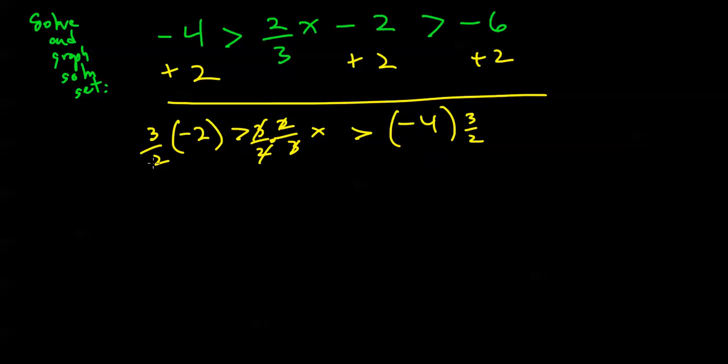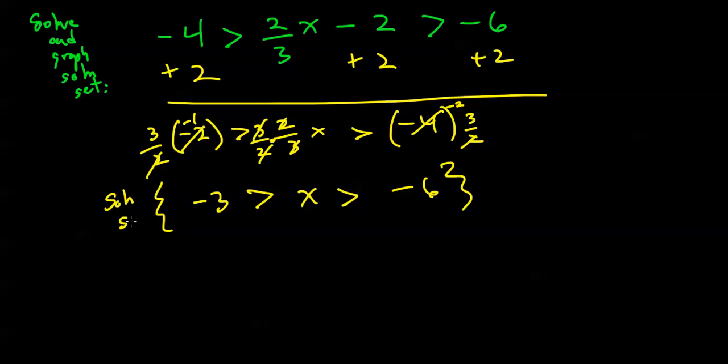Alright, on the left hand side, 2 cross cancels into minus 2, negative 1 times, and I get a negative 1 times 3 is negative 3, is greater than x, which is in turn greater than, well, 2 cross cancels into minus 4, minus 2 times, and minus 2 times 3 is minus 6. So this looks like a nice simple solution set. My solution set says x is minus 3 is greater than x, which is in turn greater than minus 6.